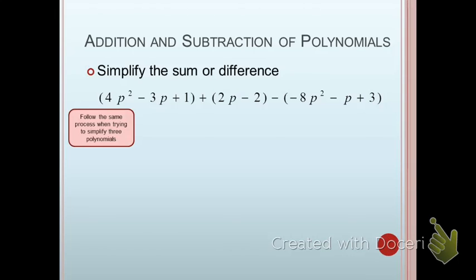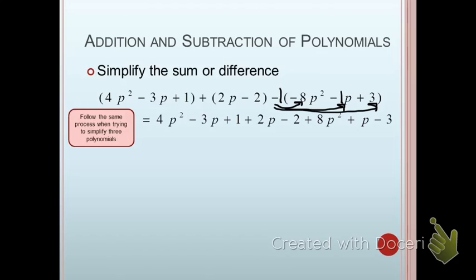So once again, we need to think of a negative 1 as being in front of that third polynomial, and we need to distribute the negative 1 to each of those terms. Negative 1 times negative 8p squared is 8p squared. Negative 1 times negative 1p is positive 1p, and negative 1 times 3 is negative 3.